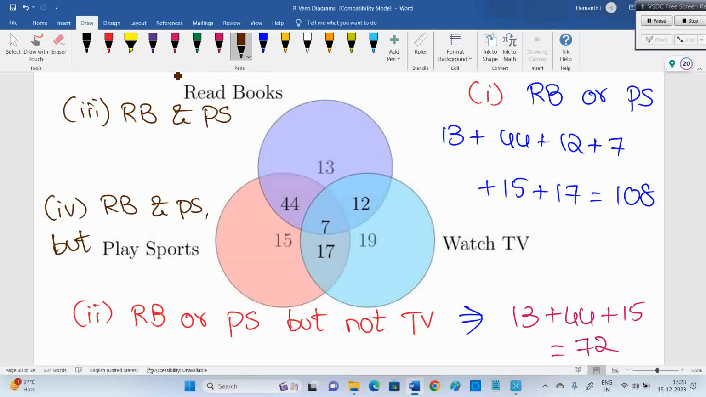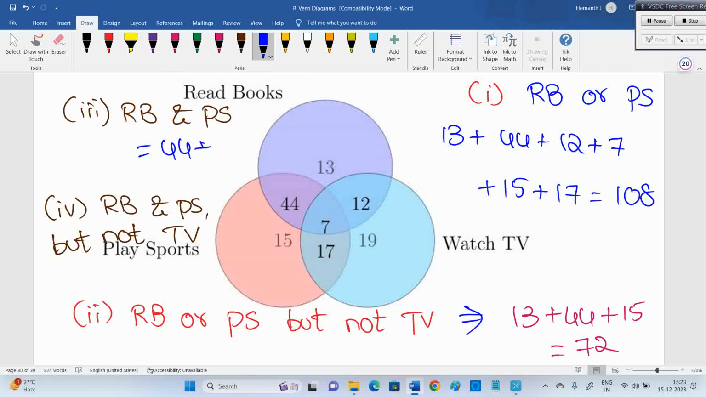But not TV is the fourth one. Now you see these four questions, I think it will give some inputs for you. Or means what? Simply read books or play sports is something. Read books or play sports but not TV is the other one. Read books and play sports. What should be this one? Read books and play sports. Yes.